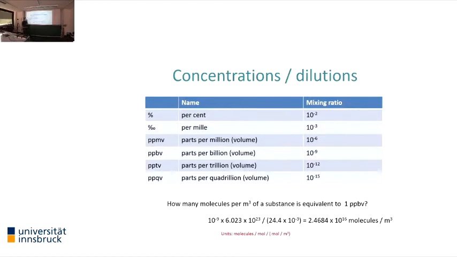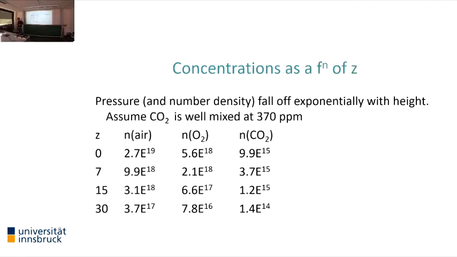You use Avogadro's number plus the ideal gas law to get the molar volume. The typical ballpark number for your molar volume at ambient temperature and standard pressure is 24.4 liters. At 0 degrees Celsius, the molar volume is 22.4 liters. So that's a very useful number to remember if you want to convert from one unit to the other.